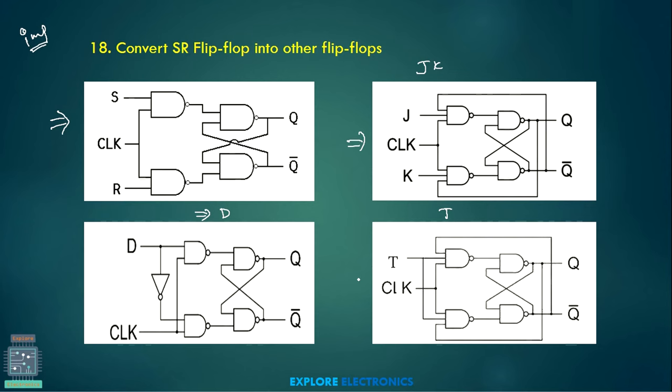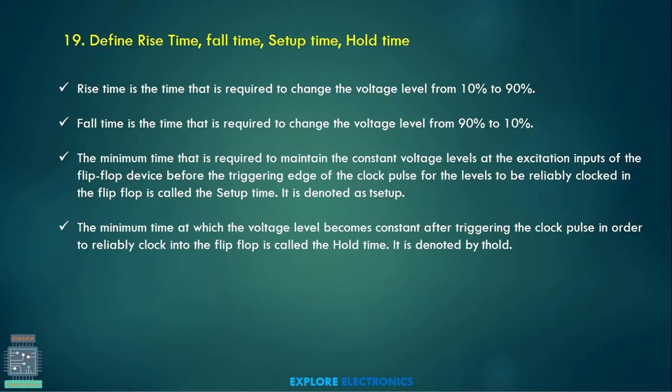This is also an important question. And then, what is rise time, fall time, setup time and hold time? This is with respect to the values which take time to rise from 0 to 1; that will be called rise time. Similarly, the time a value takes to fall from 1 to 0 is called fall time. Setup time and hold time are the two terms we use to define the state of values. Rise time is the time required to change the voltage level from 10% to 90%.